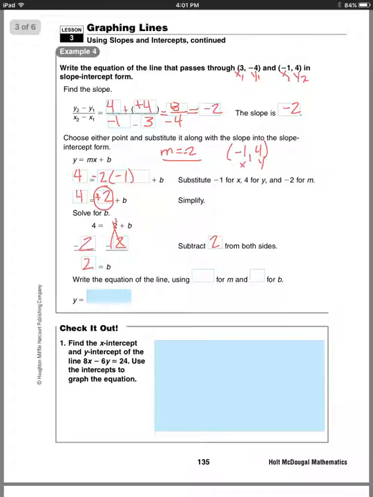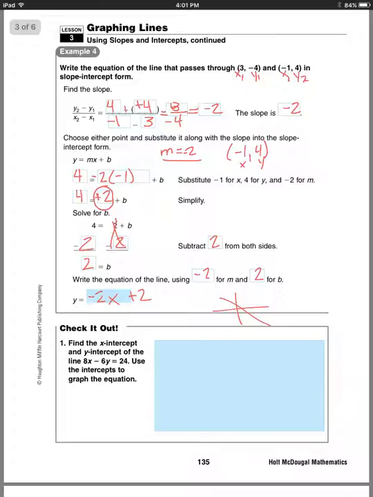So we're going to write the equation using -2 for m and +2 for b. So y equals -2x plus 2. So that line would have a y-intercept of 2, and that m needs to be an x, and a slope of -2. So if you were to graph it, it would look like this, and it would go through 2 on the y-axis and then have a negative slope of 2 over 1.